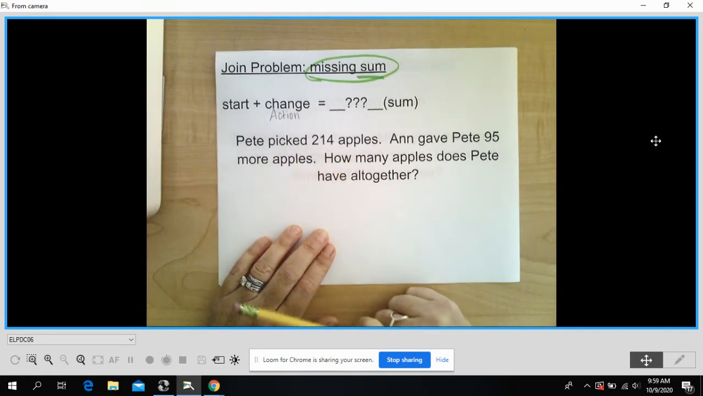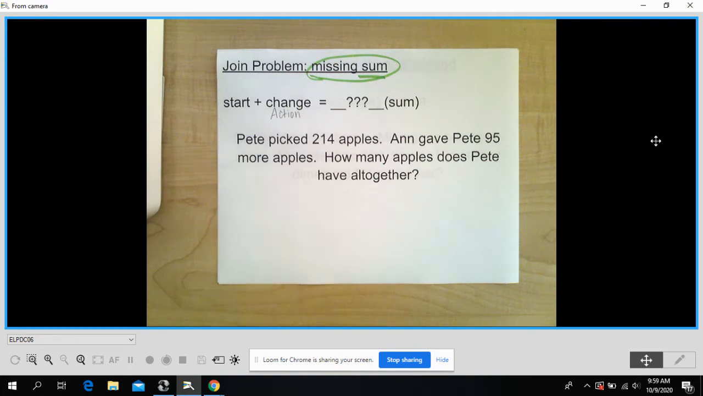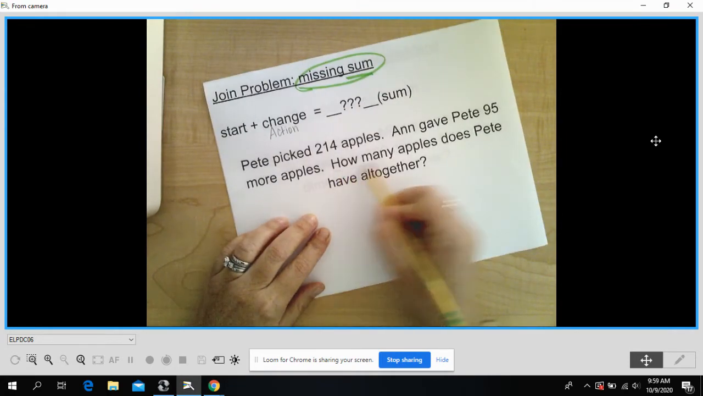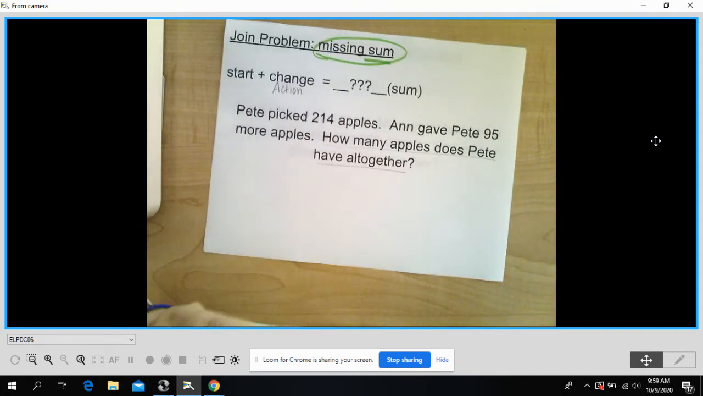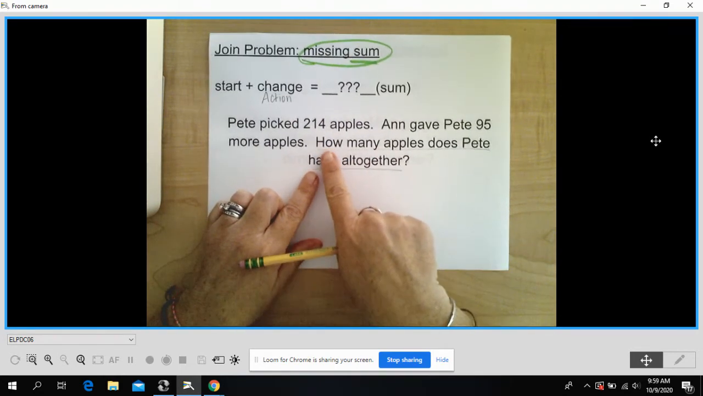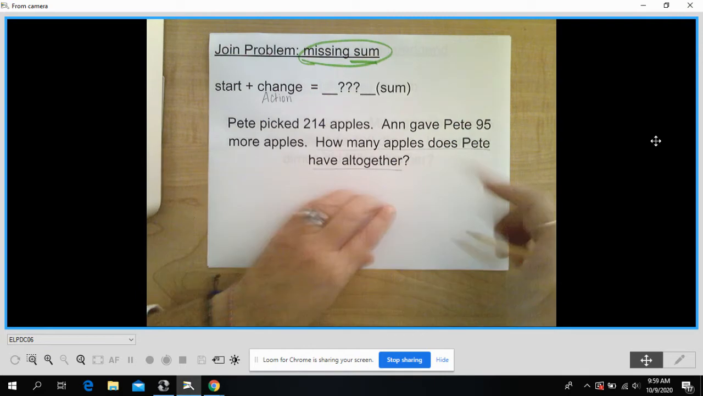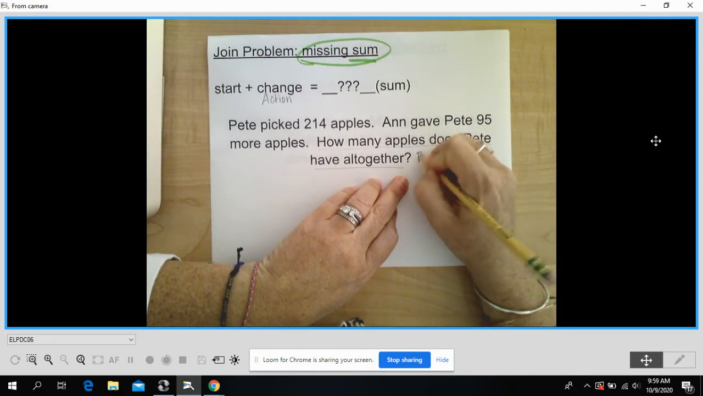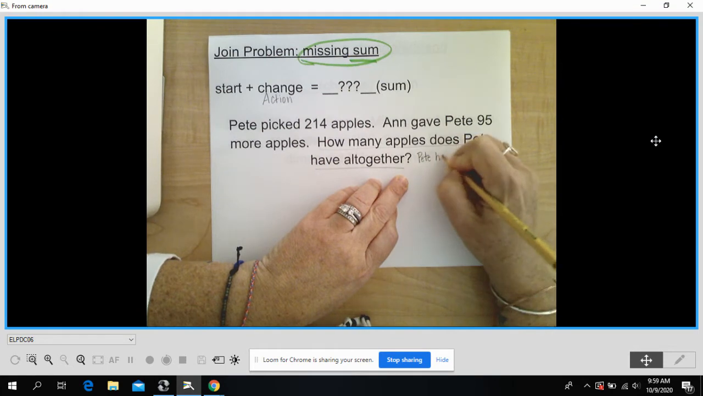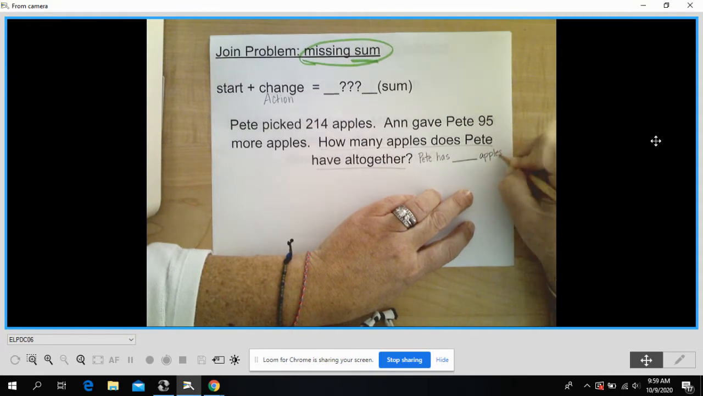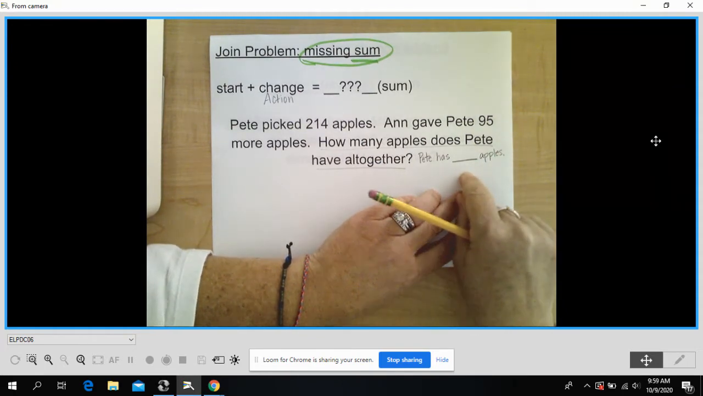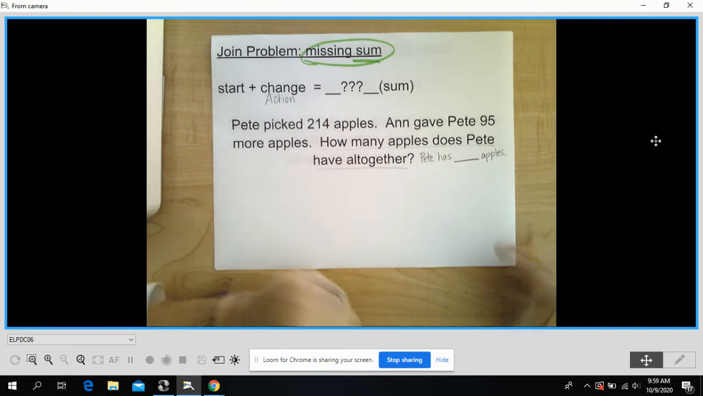Pete picked 214 apples. Anne gave Pete 95 more apples. How many apples does Pete have altogether? So I'm going to start by taking my question and turning my question into a statement because then I get really focused on what I actually need to answer at the end of my problem. So again, my question says, how many apples does Pete have altogether? I'm just going to change that to Pete has blank apples. That's what we're going to figure out. And again, this is what I need to be able to state at the end of my problem because that's what my question is asking.